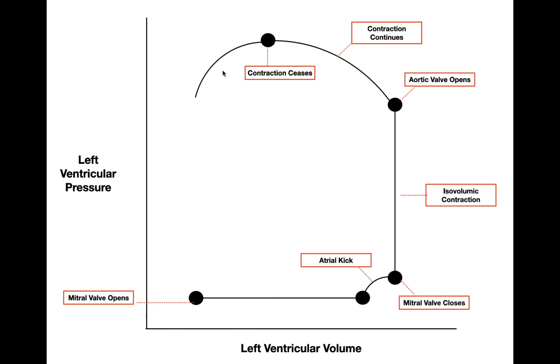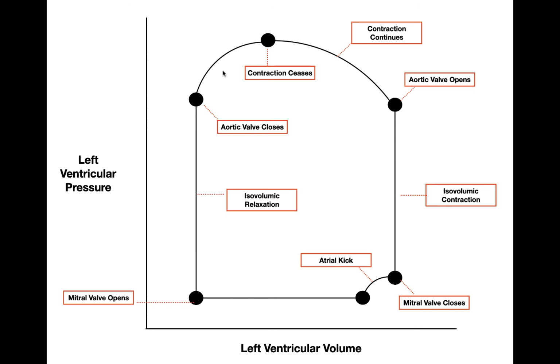So once the pressure inside the left ventricle falls to a certain level, the aortic valve will close. And then once the aortic valve closes, the ventricle will undergo isovolumic relaxation. That's basically the opposite of isovolumic contraction. In isovolumic relaxation, you have the aortic valve closed, the mitral valve closed, and the fibers start to relax, which therefore causes the pressure to decrease without any change in volume. So that is what the cardiac cycle is.